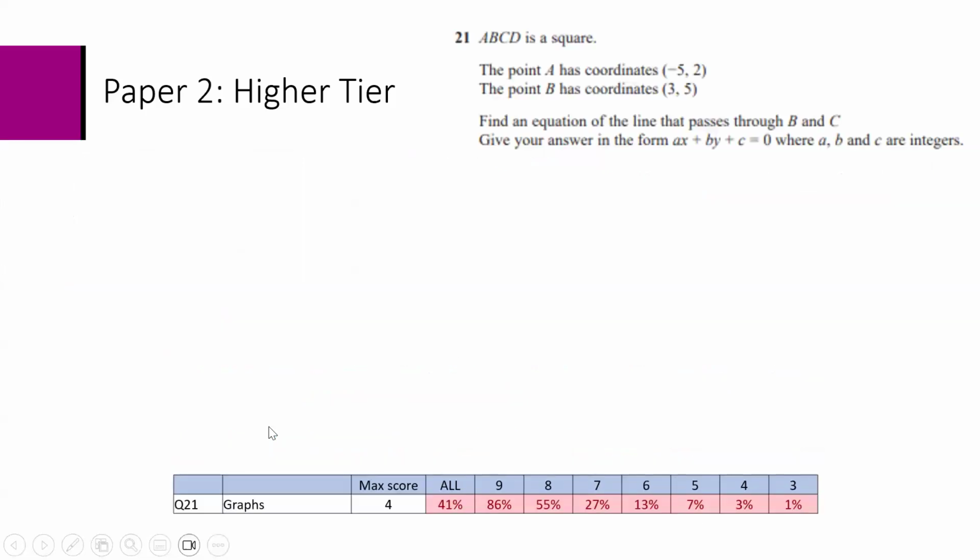Another interesting one on shape and space. ABCD is a square. The point A has the coordinates minus 5, 2. B has the coordinates 3, 5. Find an equation of the line L that passes through B and C. Give your answer in the form ax + by + c = 0, where a, b, and c are integers. And the stats on this one, I'll go back one, were actually quite low.